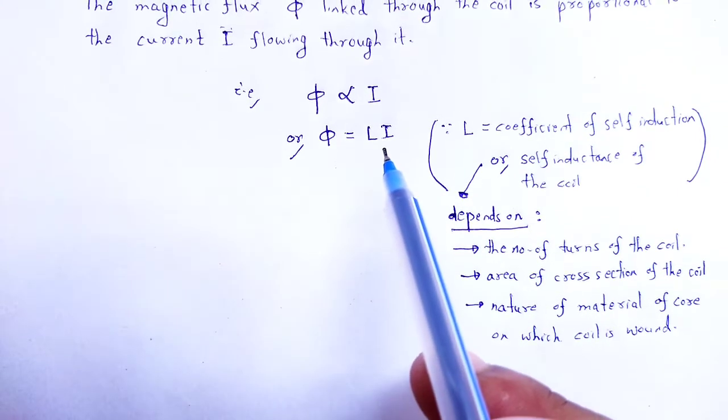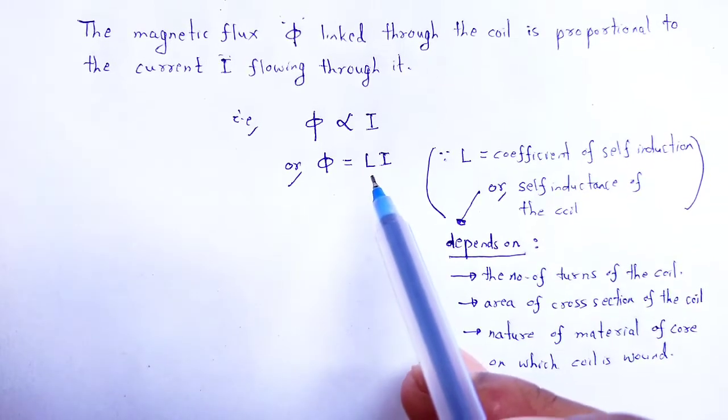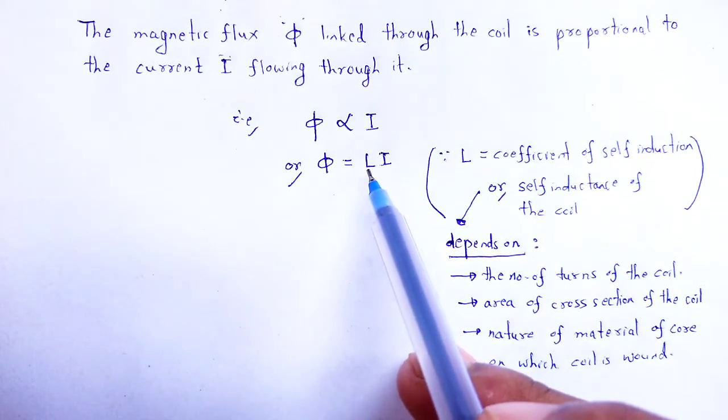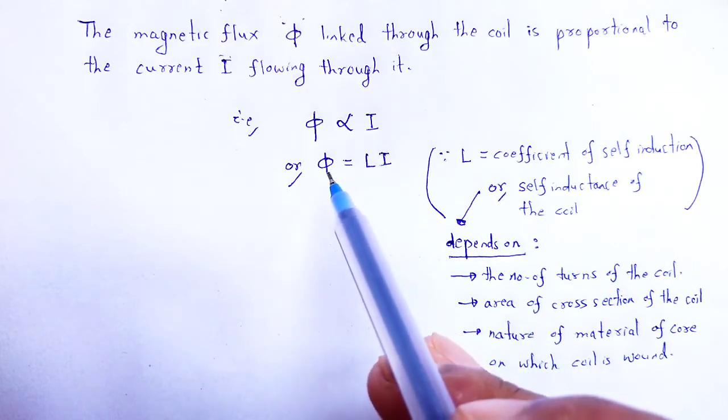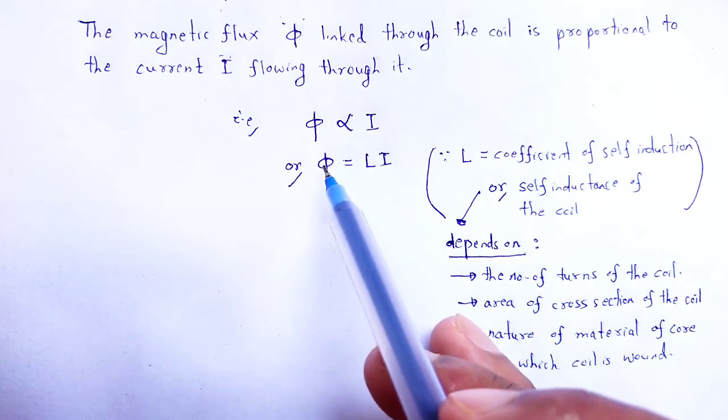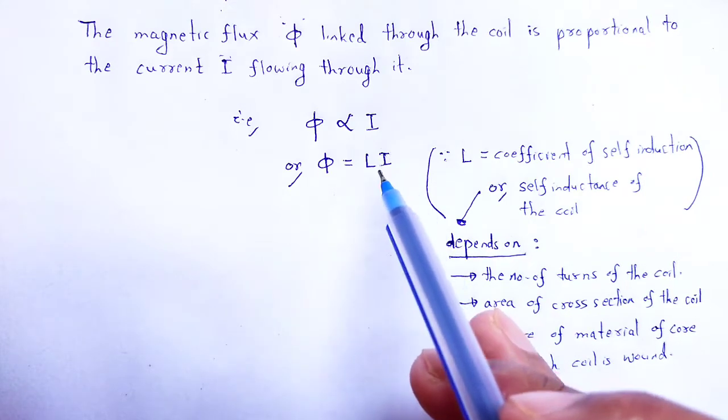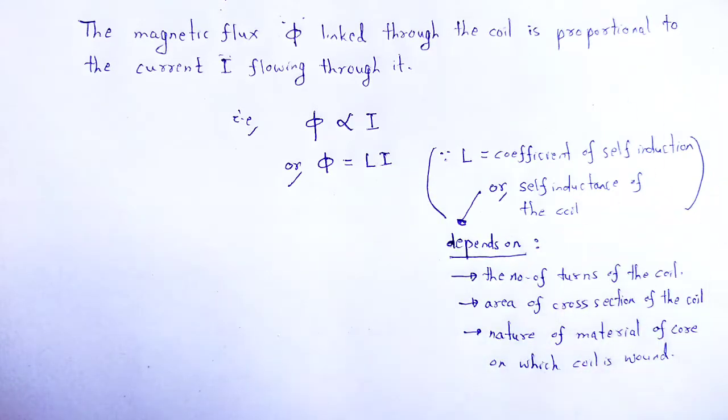So, the coefficient of self inductance or self induction of the coil is numerically equal to the total magnetic flux linked with it when the unit current is passed through it. L is equal to phi by I.